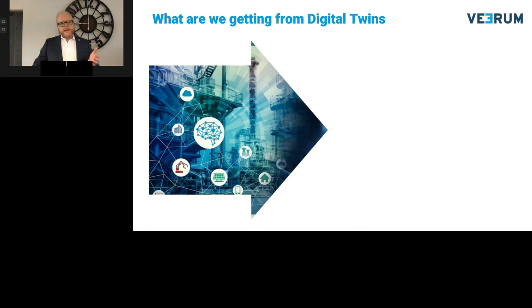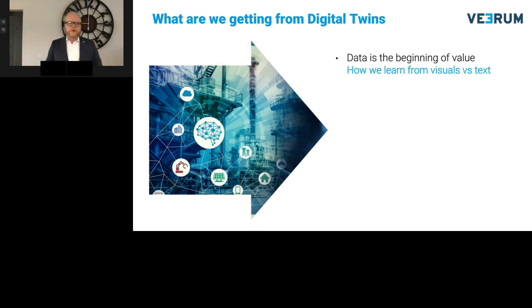So when we go back and we look at, as organizations, what are we getting from digital twins? Look, at this point all the way back to data is the beginning of value. It's what we're getting in order to create information, in order to make informed decisions using the human element of creativity, in order to drive better productivity and better process evolution within our organizations, right? We all learn from visuals more than we learn from text. We'll talk about some of that as well.